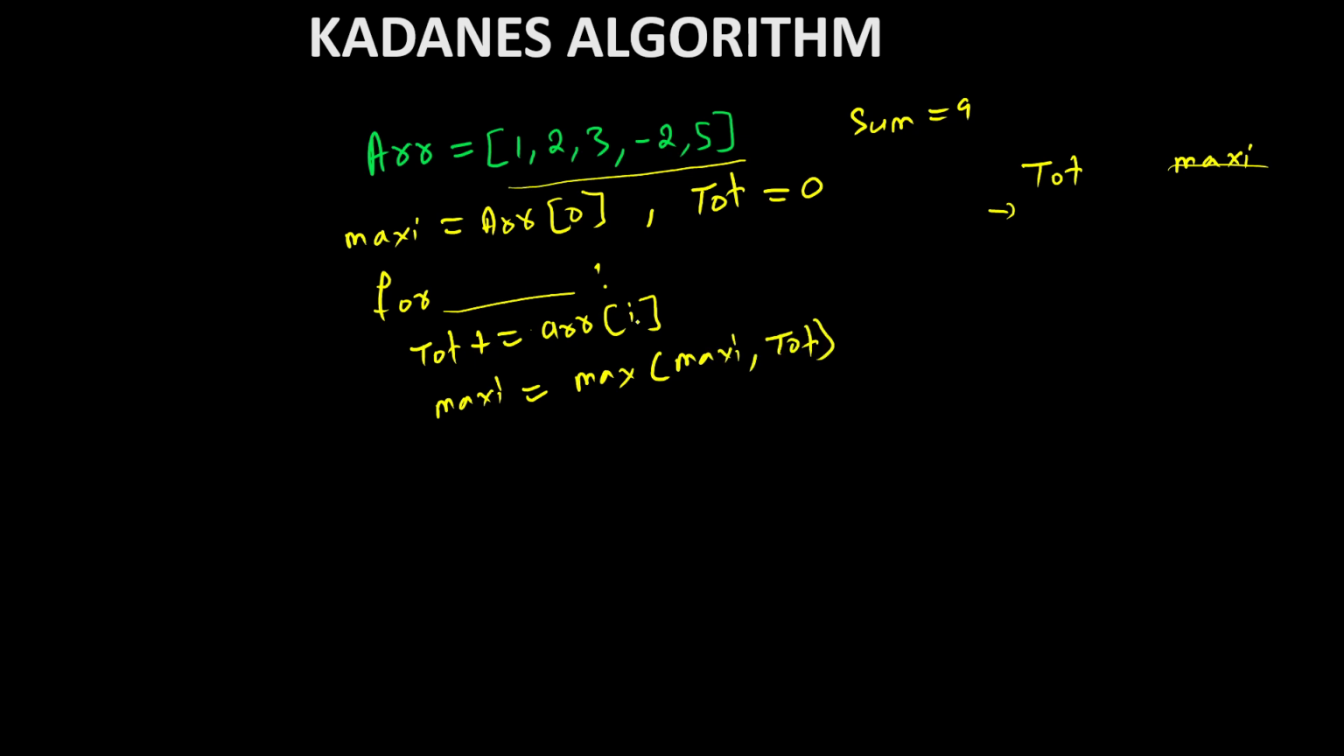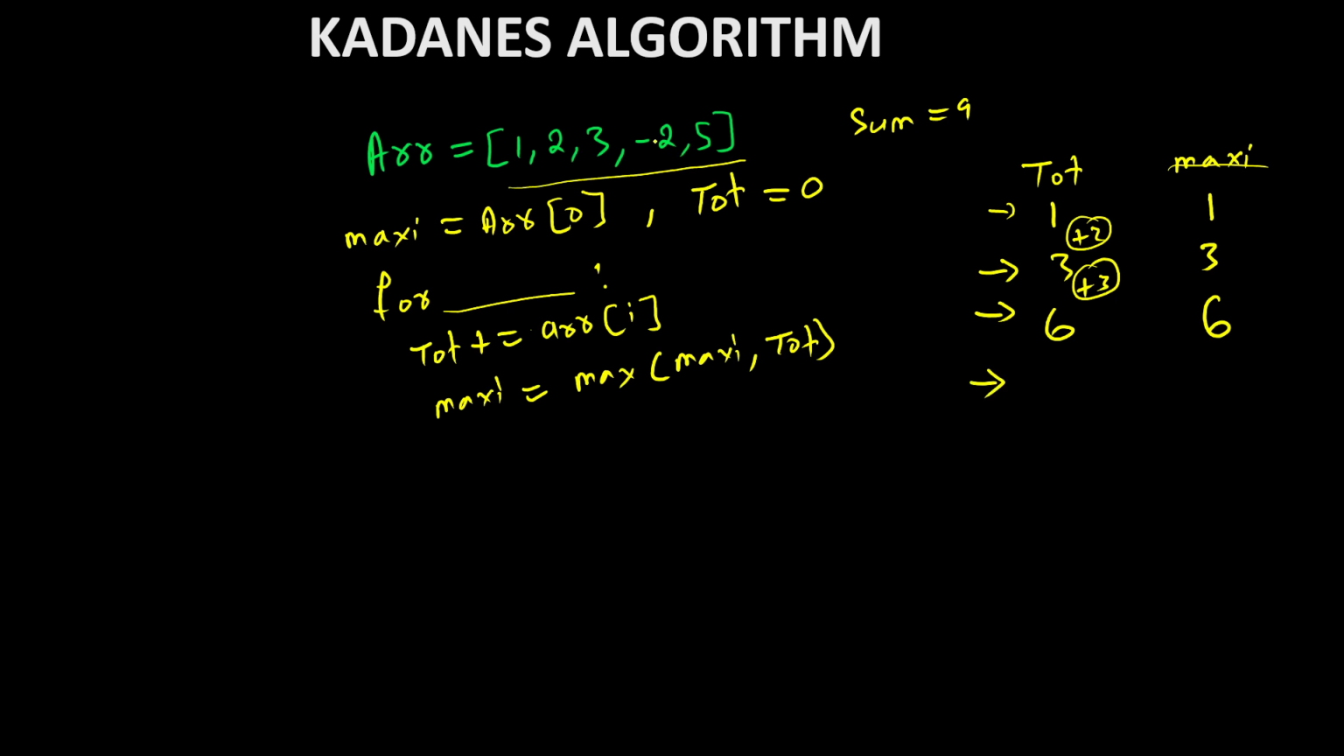So 1 is coming, total value will become 1, and maxi we have initialized with the first value inside this variable, that will be 1. Out of 1 and total 1, 1 is the maximum value. It will remain the same. Next iteration, total will become 1 plus 2, that will become 3. Out of 3 and previous max value 1, 3 is the maximum element, so our maxi will be 3 this time. In the next iteration, we add plus 3. Now it will become 6. Out of 6 and 3, 6 is the maximum value. This is the next subarray sum.